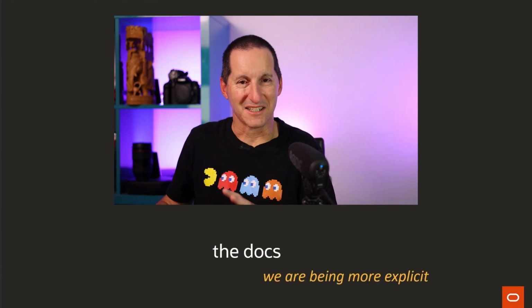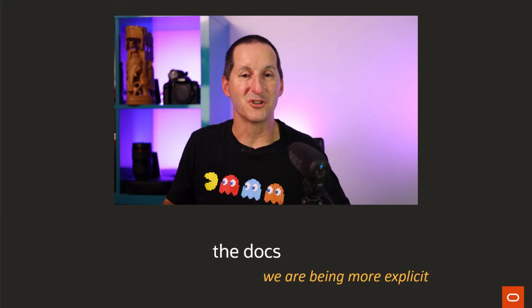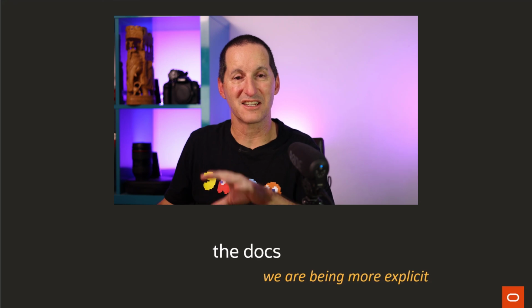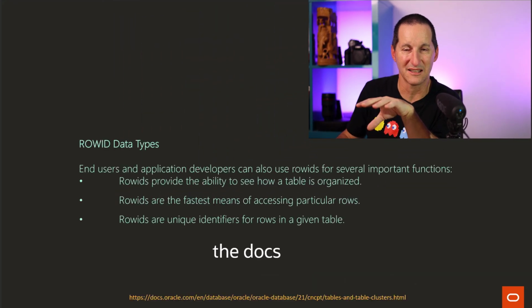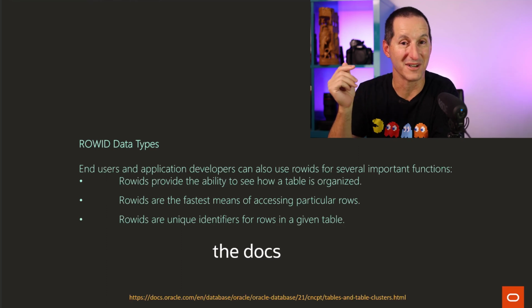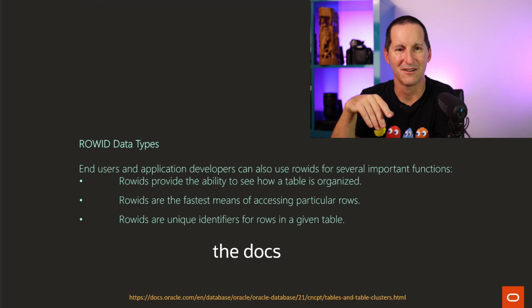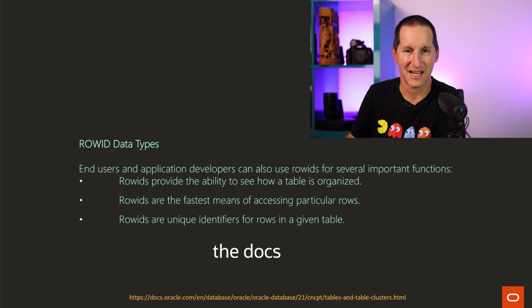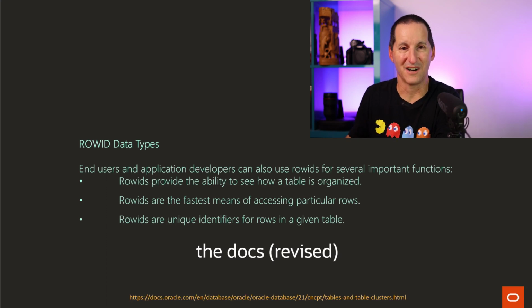This is a little bit confronting for those of us that generally always assume ROWID is this static thing that never changes. And for that reason, we're actually focusing now on the docs as well. If you look at the original docs, any version up until 21, you'll see it says for ROWID data types, end users and app developers can also use ROWIDs for important functions. See how a table is organized. It's the fastest means of accessing a row and their unique identifiers for rows in a given table. This is what we're doing to revise those docs because that information is actually not valid.